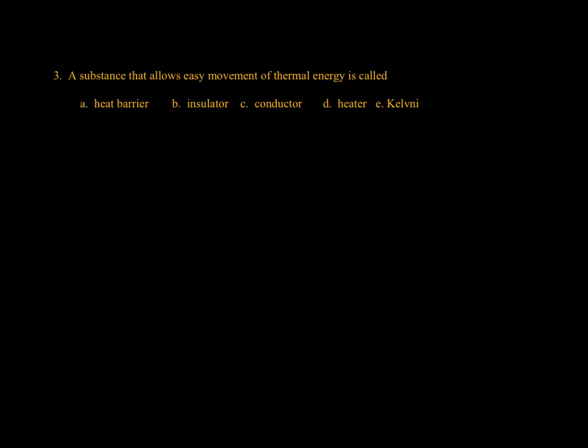A substance that allows thermal energy to move is called a conductor. That's true for electric energy as well. Things that move readily are called conductors. Things that impede or slow down the transfer of energy are called insulators. But a conductor, so we use metal pots and pans because metal is a good conductor of heat.